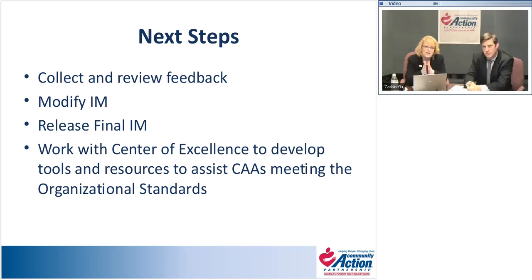So some of the next steps here, and Seth was just referencing, the feedback is due on the 25th, then modify and release hopefully a final IM, and then working certainly with the Center of Excellence and other TA providers, other partners, the state associations, ARPICs, to really develop tools and resources to help agencies and states be ready for the rollout. Next slide.